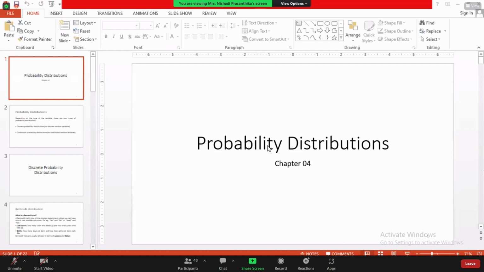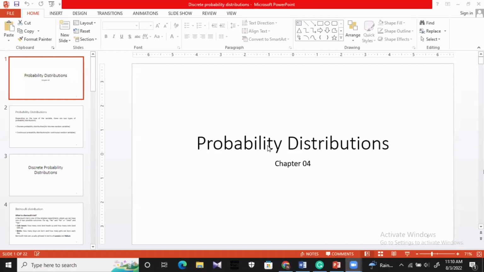So last week we also discussed the probability density function and how to find cumulative probability distributions when we have a probability density function. Today we are going to start our new chapter, chapter 4, that is probability distributions.